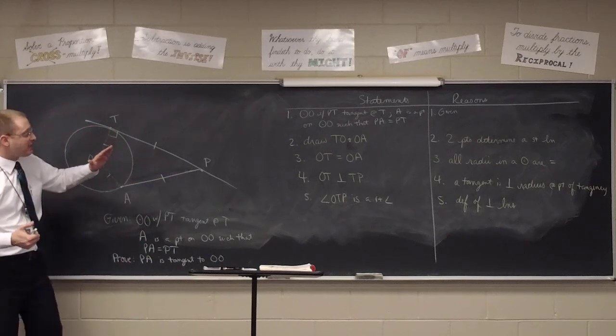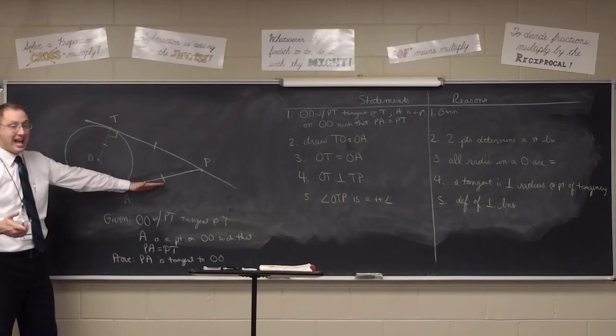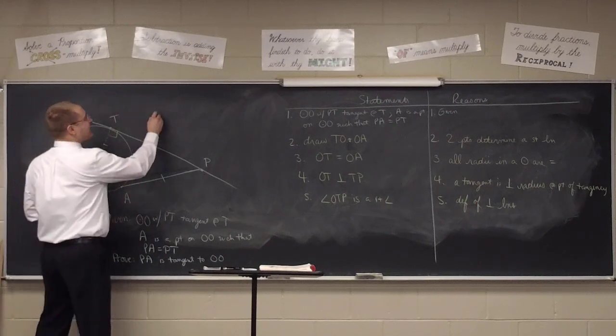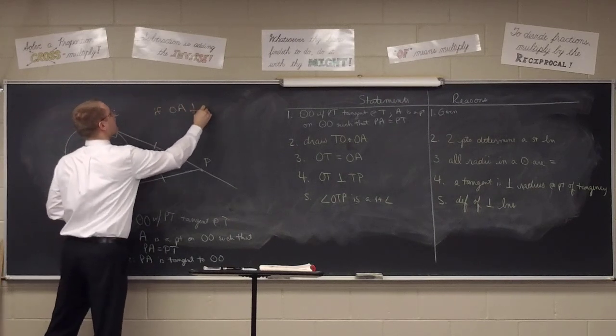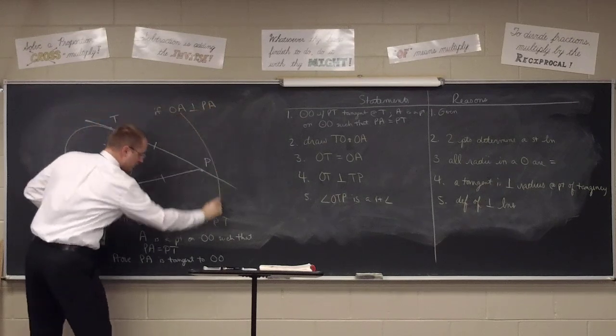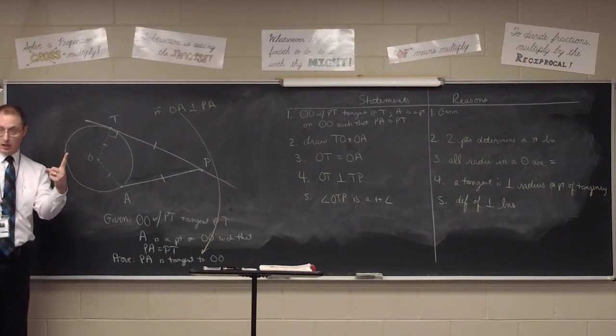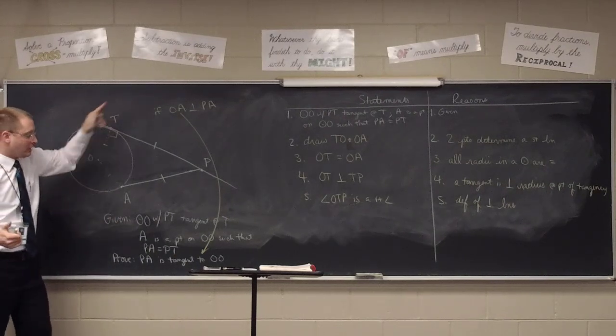In order to get it to be a tangent, class, I need to have a perpendicular. So understand, if I can get OA perpendicular to PA, then I've got my proof. That's the essence of the analytic method. What one thing would you have to prove to get that?